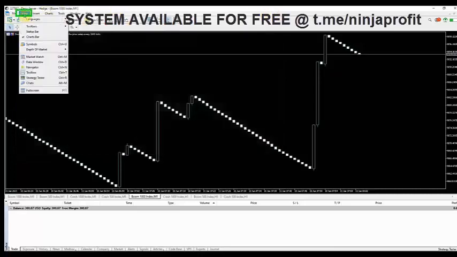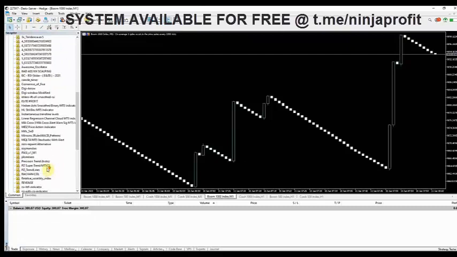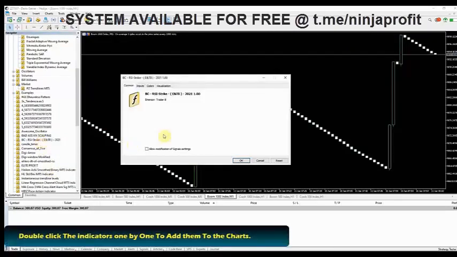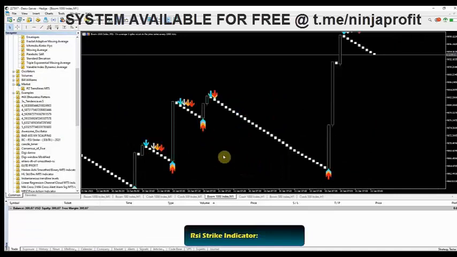On your MT5 platform, click on View, then scroll down to open the Navigator panel. Right-click to refresh the MT5 platform so that you can load new installed indicators. Double-click on the indicator so that you can load it on the MT5 platform. For example, the RSI strike indicator, there is no additional settings added. Press OK to attach the chart.